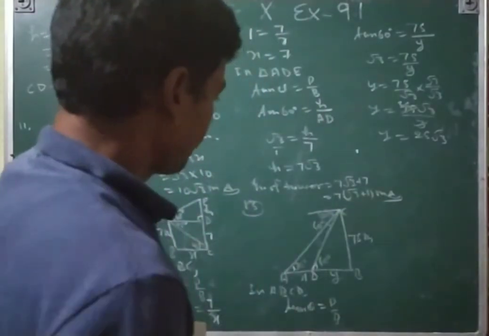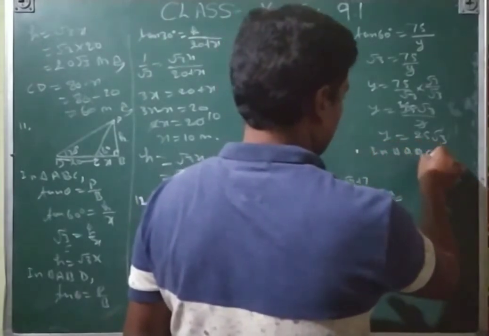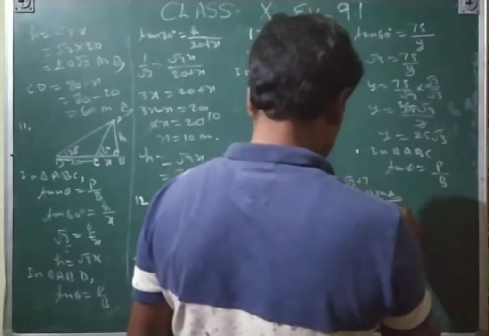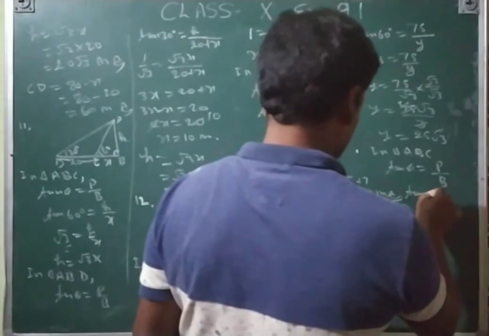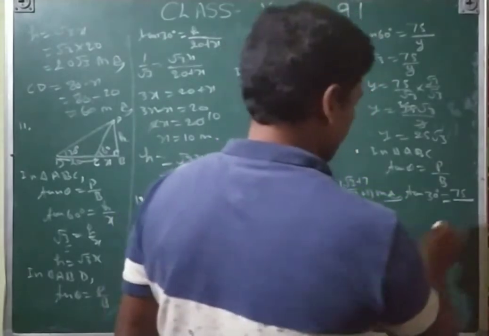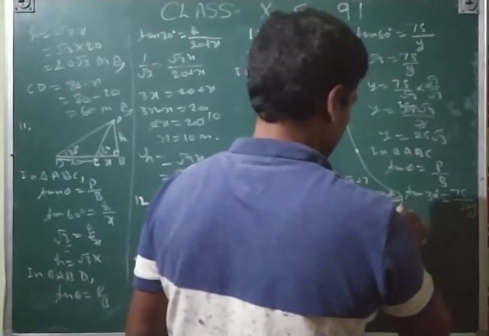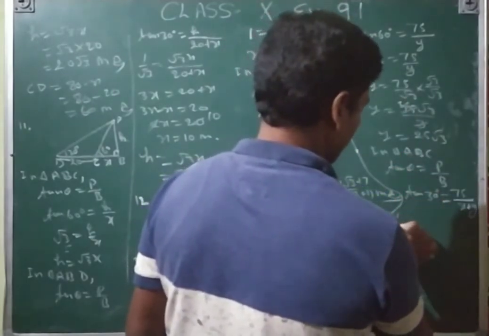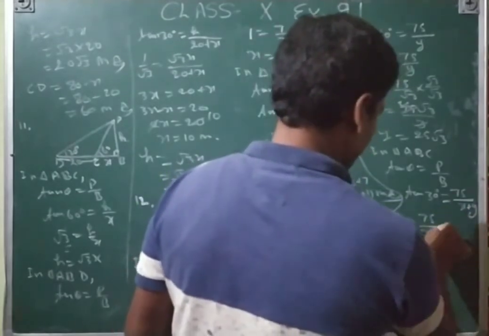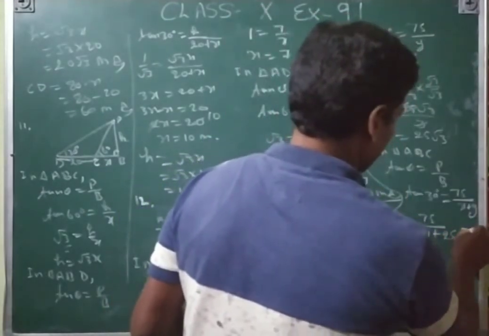Y we have already found here. Now in triangle ABC, tan theta is equal to perpendicular upon base. So now the angle is 30 degrees, tan 30 is equal to perpendicular 75 and base x plus y. So the tan 30 value, 1 upon root 3, is equal to 75 upon x plus y, and Y we have already found here, 25 root 3.